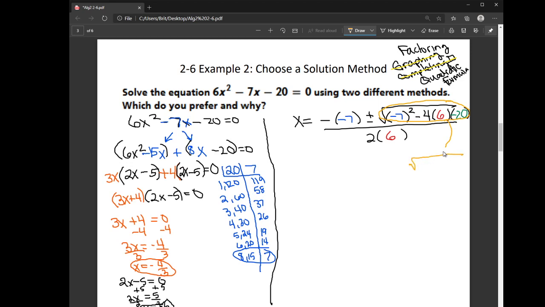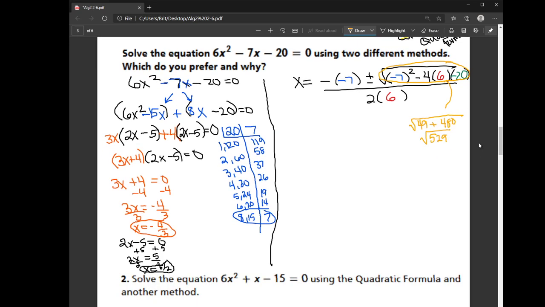So I'm simplifying this discriminant here. Negative 7 squared is 49. I have a minus and a minus, so I know this is going to be a plus. 4 times 6 is 24, times 20. Just making sure I'm not goofing. It's 480. So if I add those, I get 529 inside my radical.